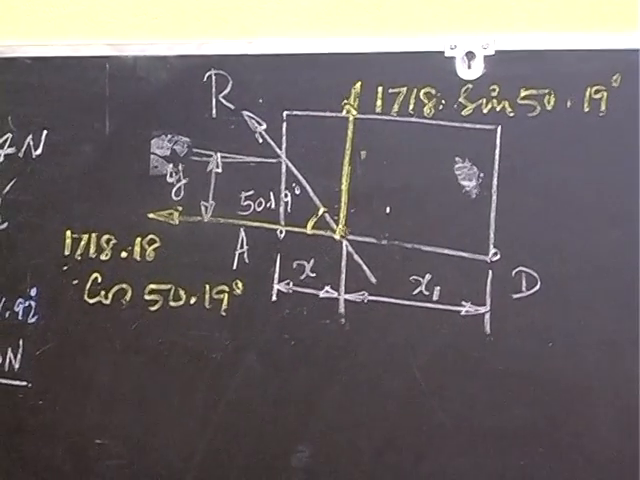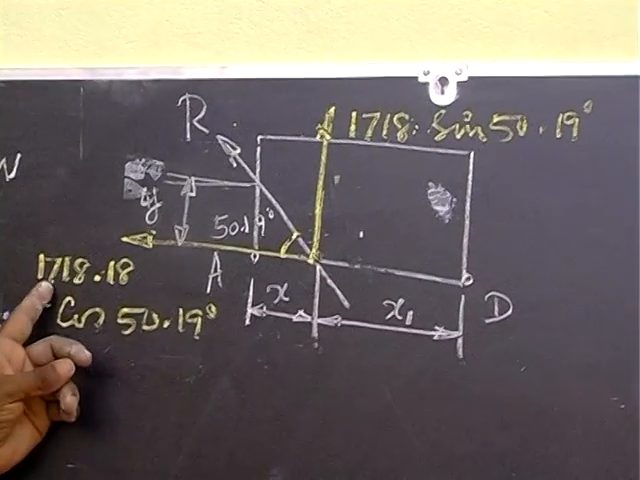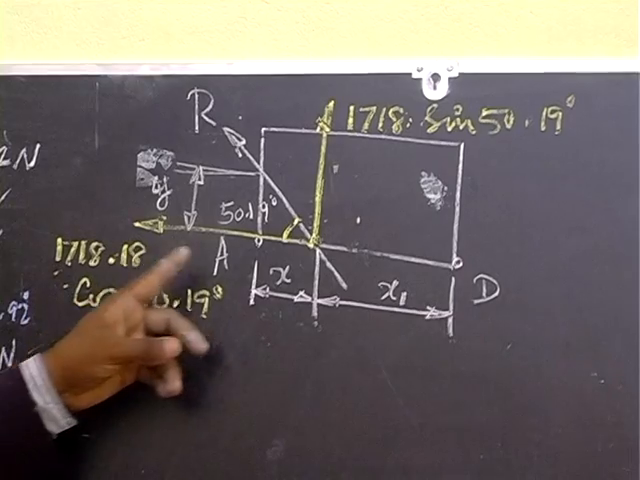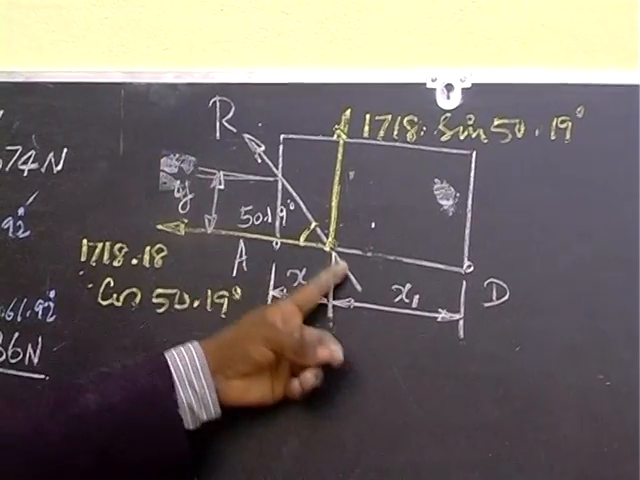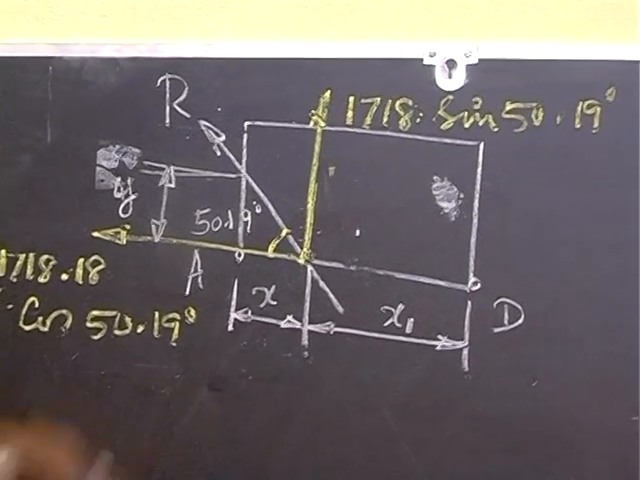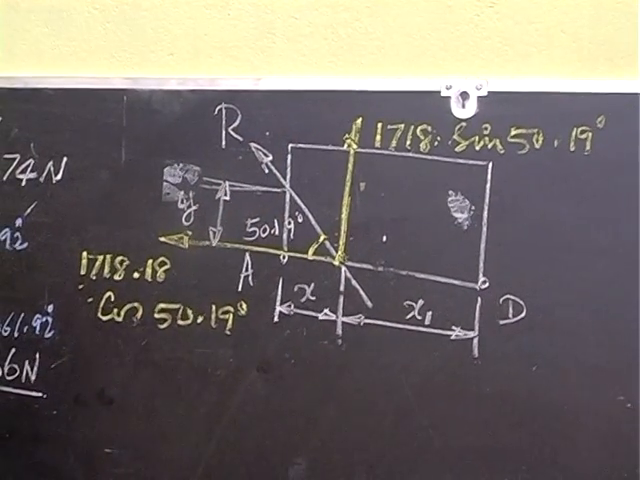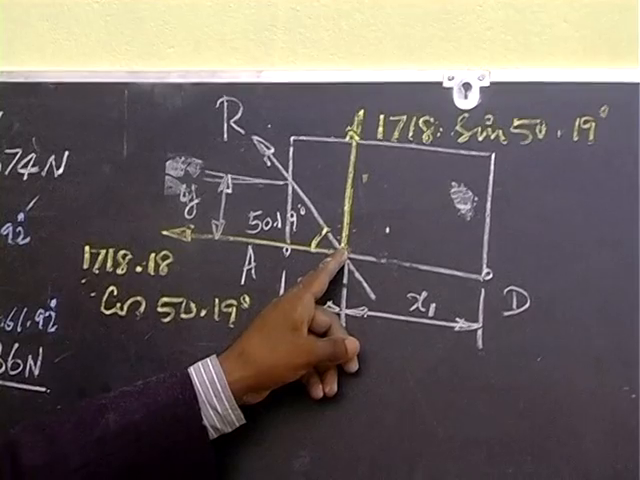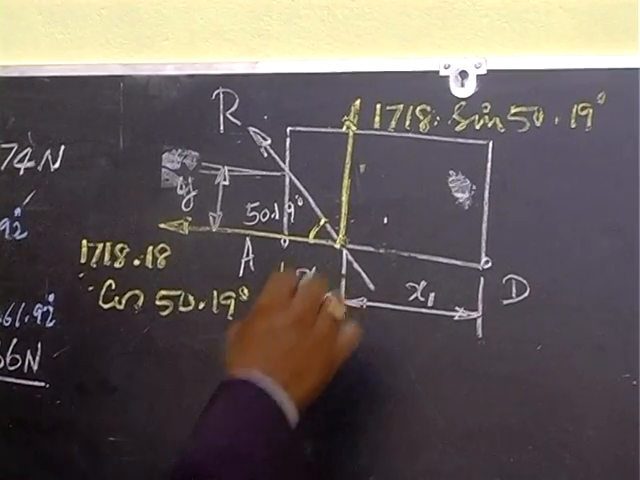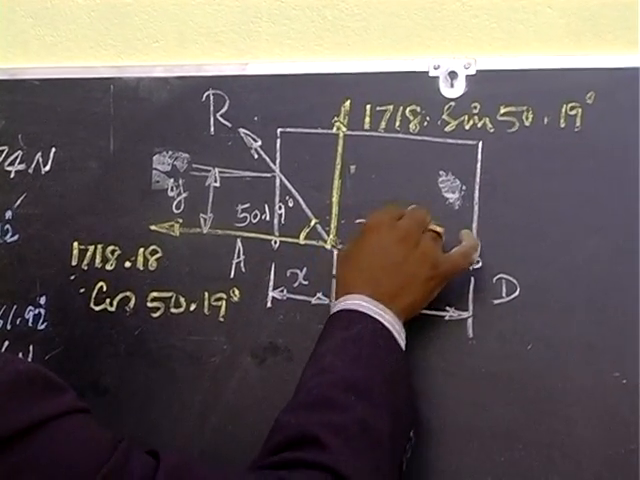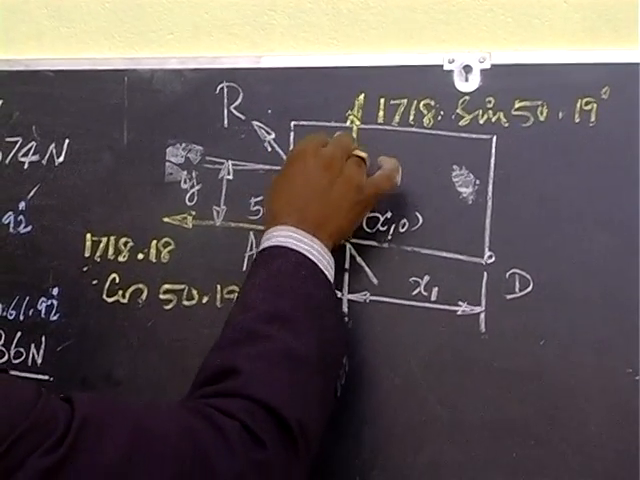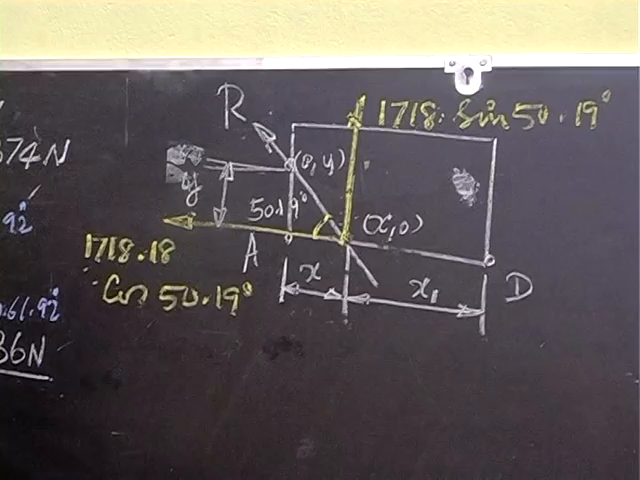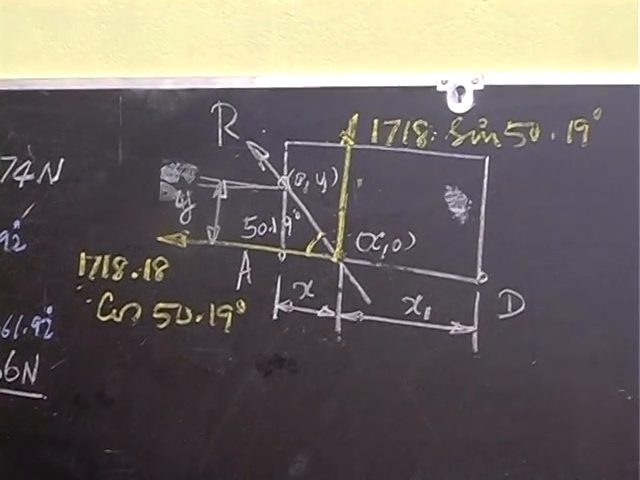So now we have the value of resultant as 1718.18. It is given that the resultant passes through the edges of the plates, both horizontal and vertical. So here it touches here. So the x-intercept is x comma 0 here, and here is 0 comma y, which is the y-intercept. We are supposed to find out the x and y values.